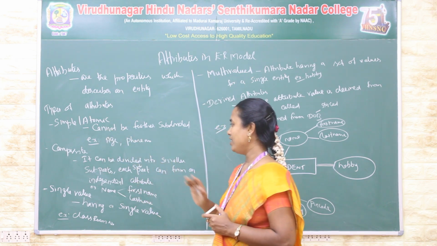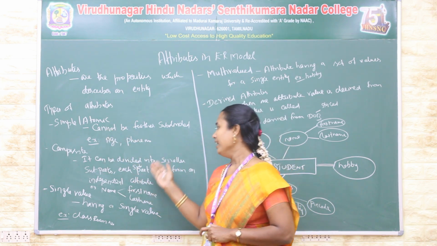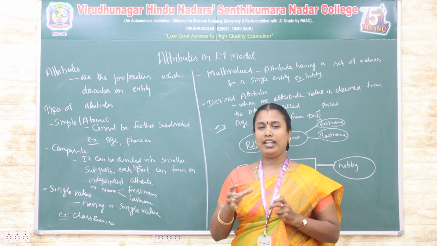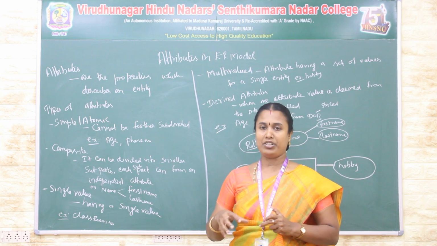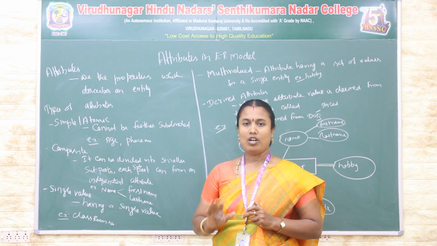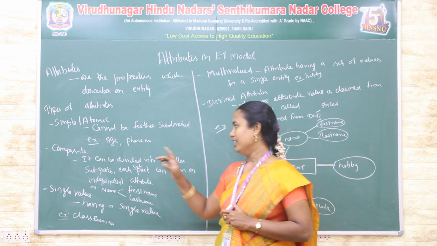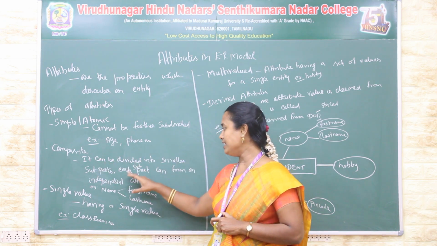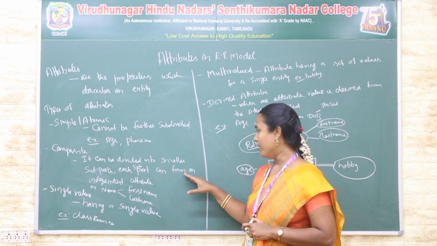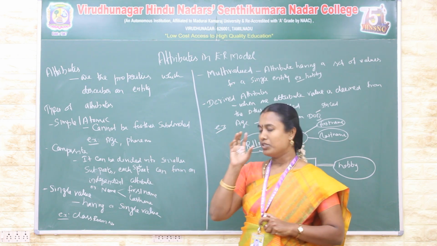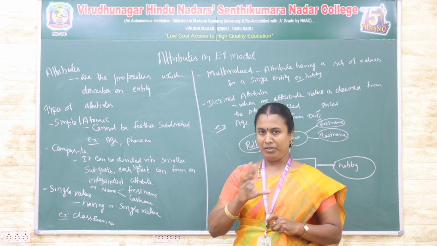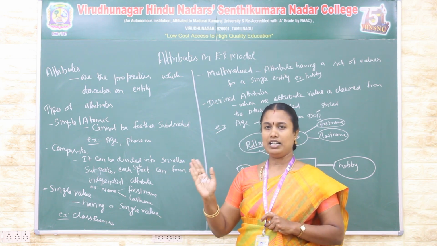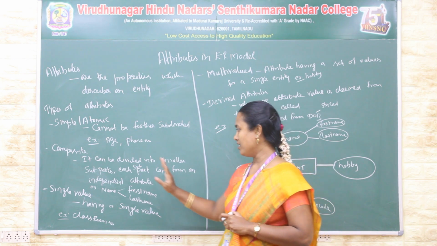The next one, composite attribute. What is a composite attribute? It can be divided into smaller subparts. Composite, as the name implies, is a collection. So a composite attribute can be divided into smaller subparts, and each subpart can form an independent attribute. A single attribute can be subdivided, and each sub portion can be specified as a separate attribute. That is called composite.